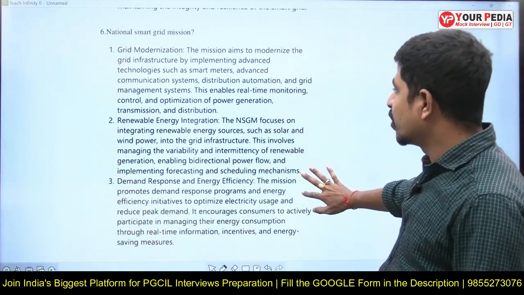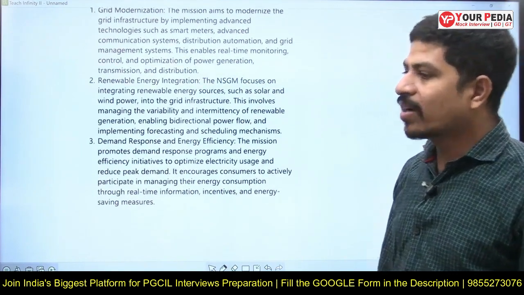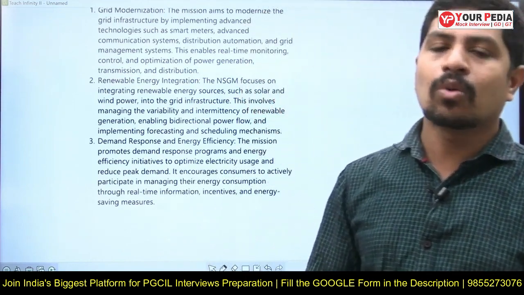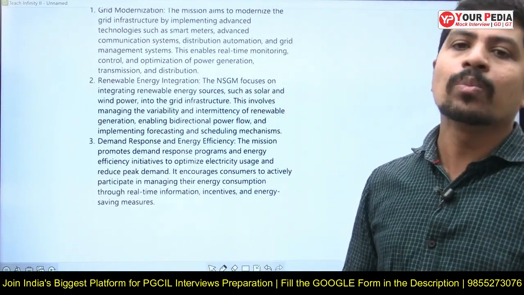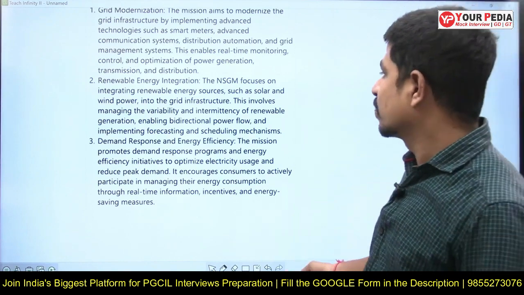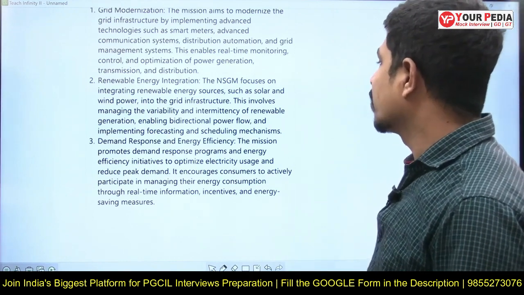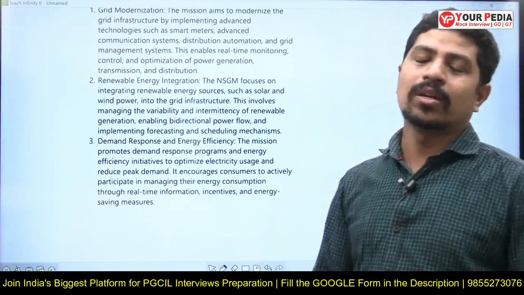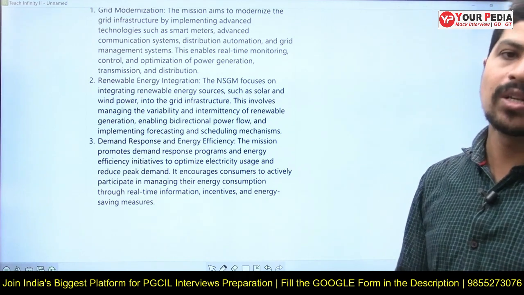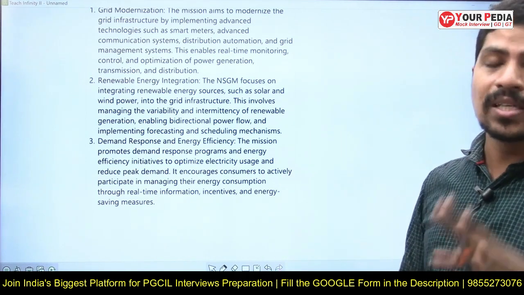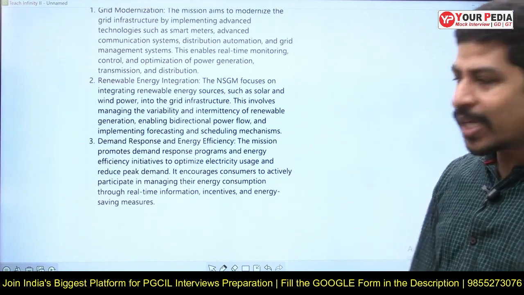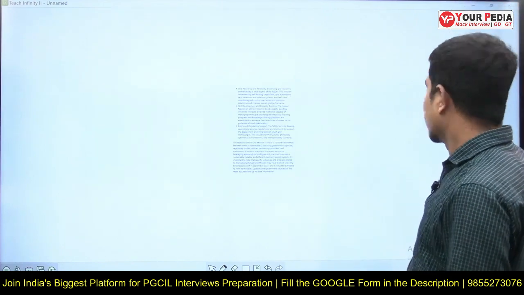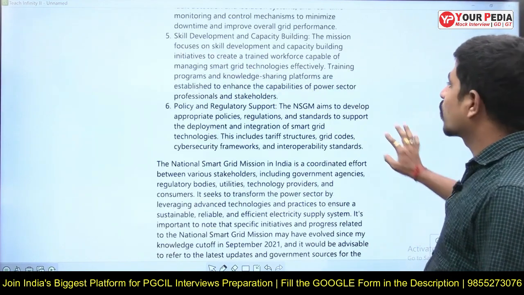Renewable energy integration. We have conventional sources like coal, thermal. Instead of coal based, we are moving more towards renewable energy systems. Demand response and energy efficiency is also very important. Whenever there is demand, there should be more production, but efficiency is also important. Whenever there is less demand, the production has to be reduced. Let's go for the next point.